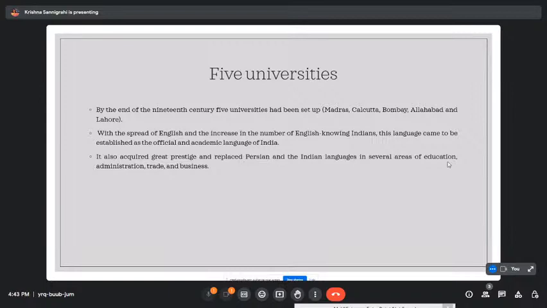English also acquired great prestige and replaced Persian and the Indian languages in several areas of education, administration, trade, and business.